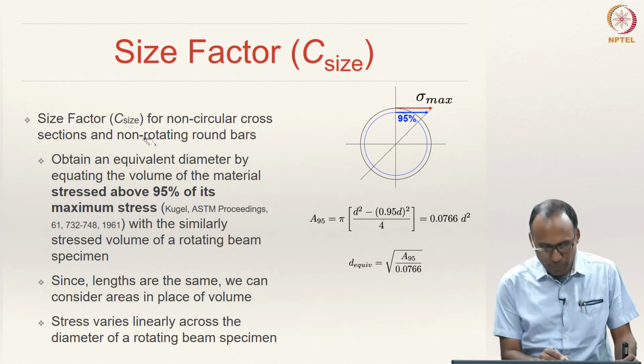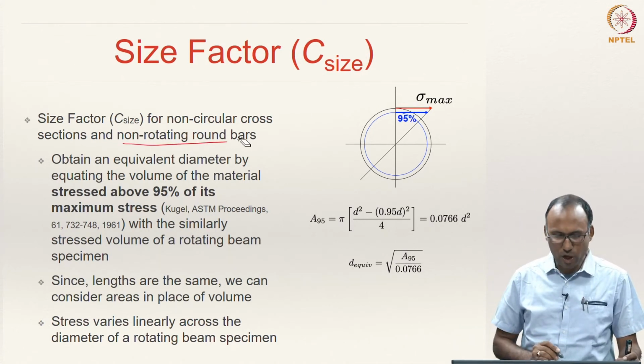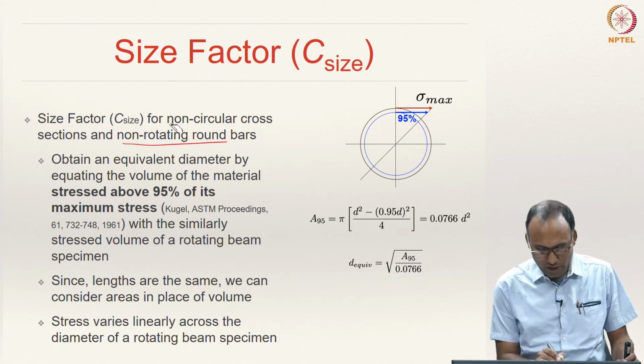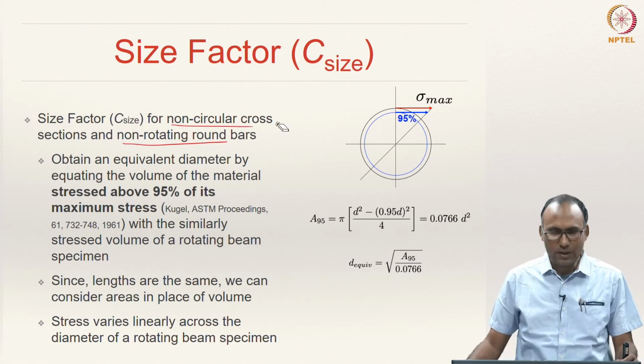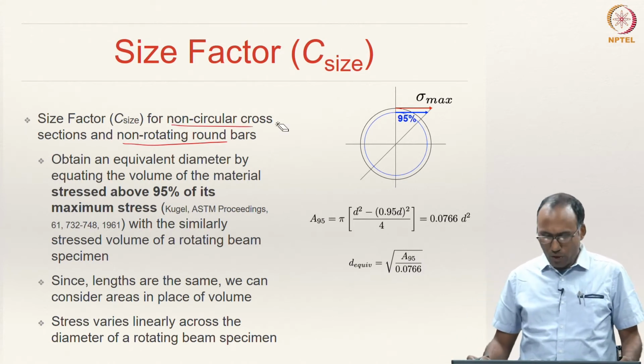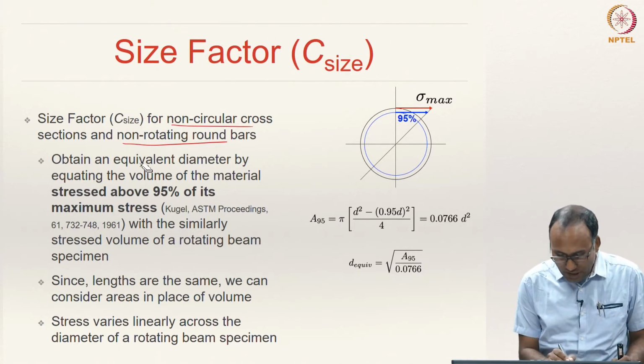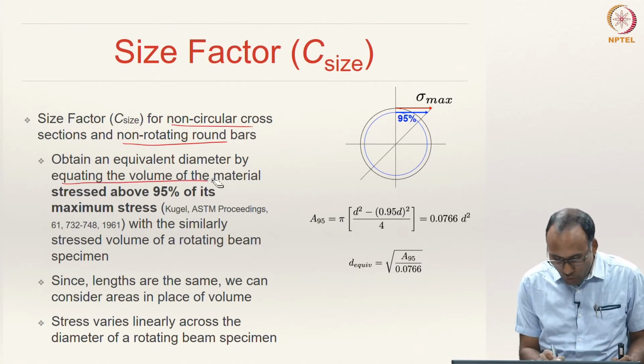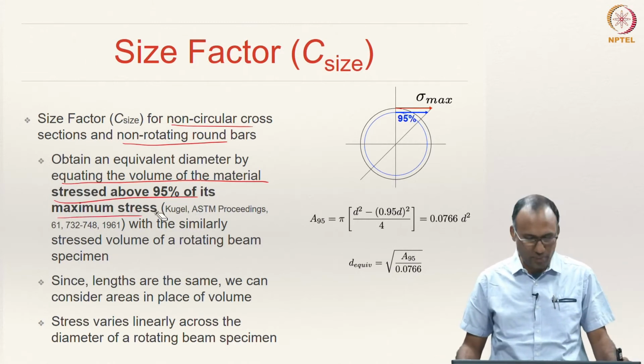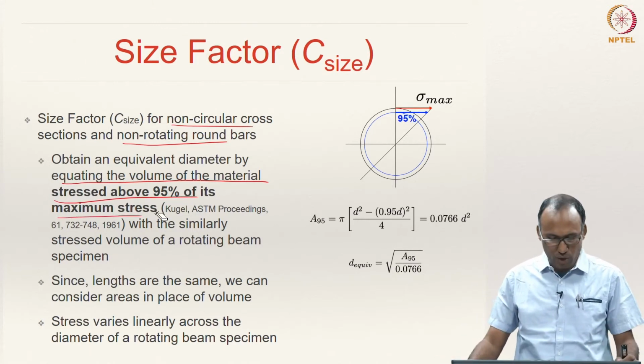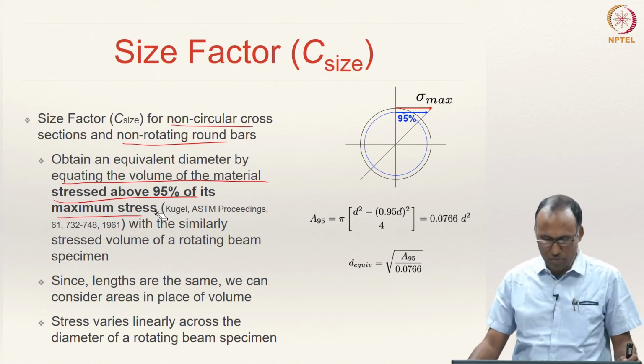So, this is also important to see what happens for the non-rotating bar and non-circular cross sections. This is the prescription. One needs to obtain an equivalent diameter by equating the volume of the material stressed above 95% of its maximum stress with a similarly stressed volume of a rotating beam specimen.